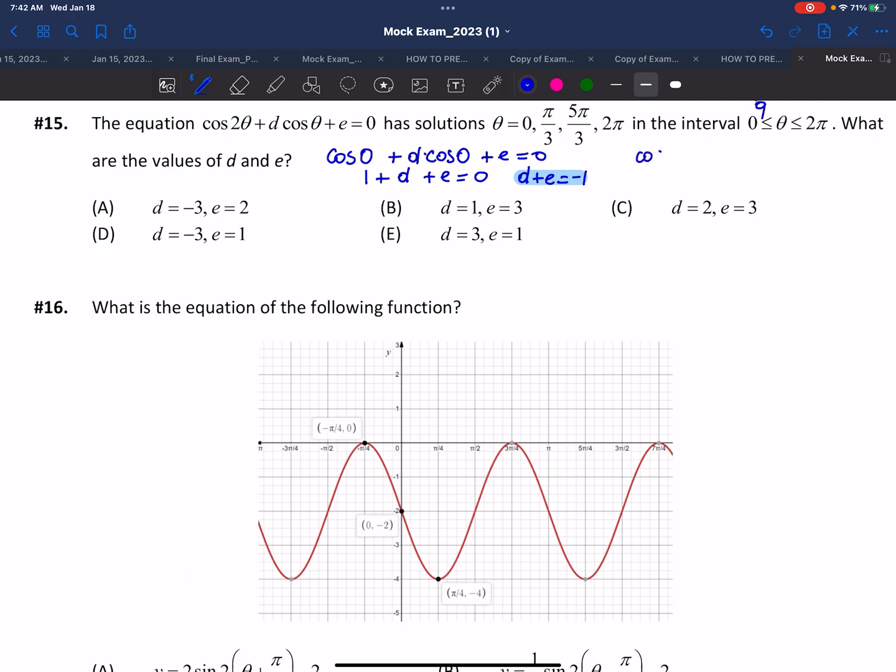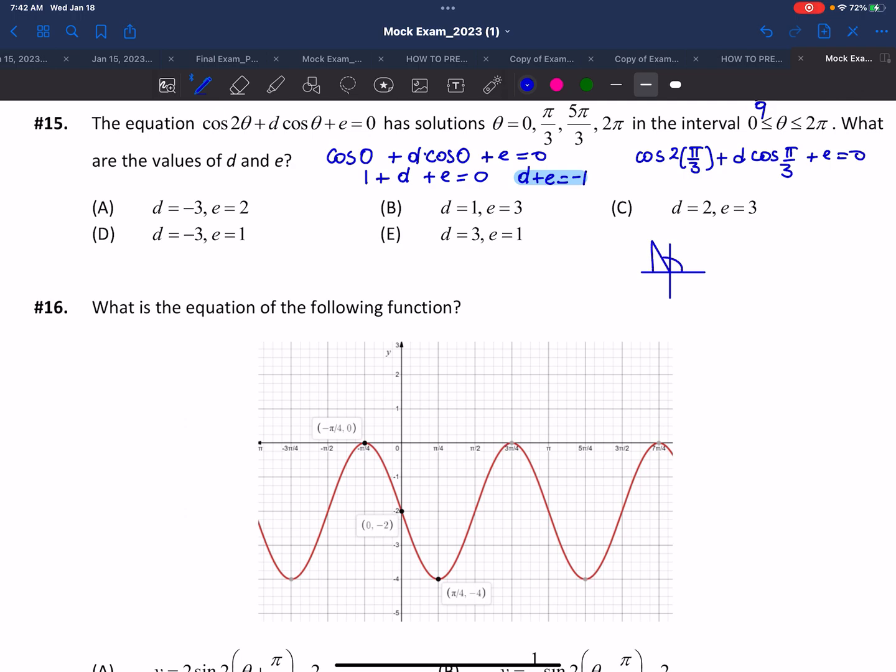So we have cosine of double pi over 3 plus d times cosine pi over 3, and then plus e equals 0. Cosine of double pi over 3, that's 2 pi over 3. If you look at the angle pi over 3, that's the angle 60. So 2 pi over 3 would be double 60 or 120. Or even better, it would be this angle right here.